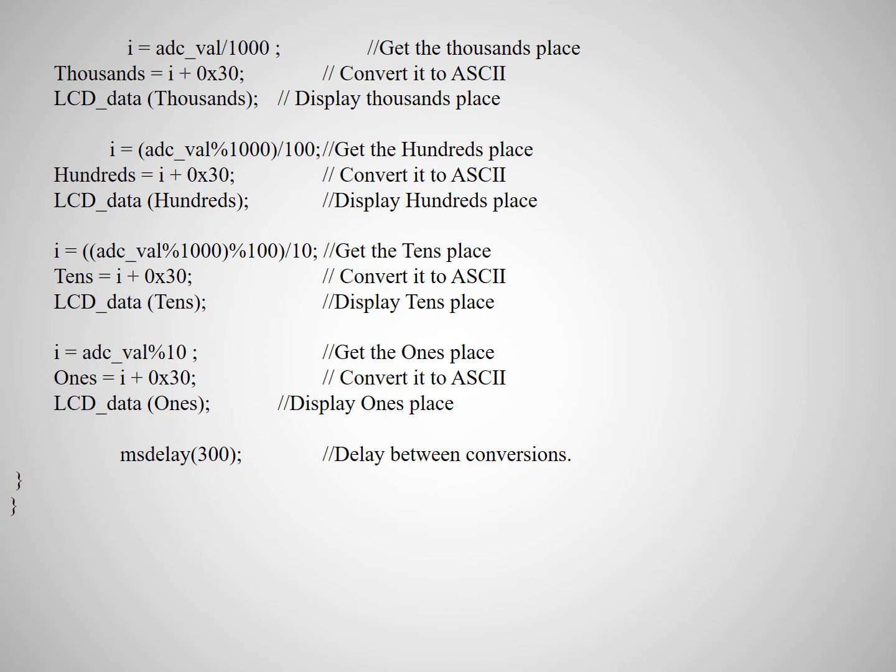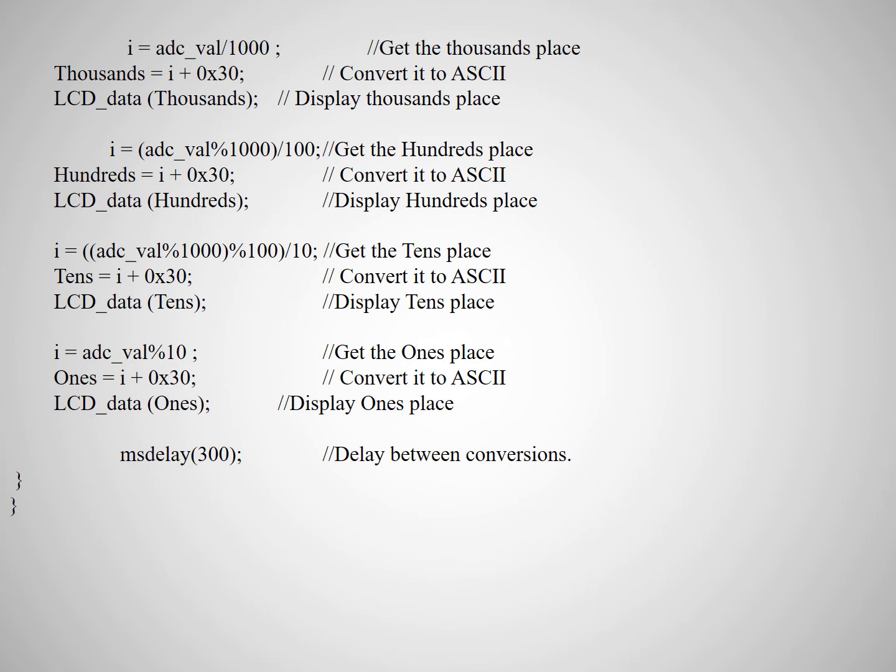This is a routine. Whatever value you get will be in hexadecimal form, so we have to convert it into an ASCII character. That's why we write I equals ADC_val divided by 1000 for the thousands place value, and for ASCII conversion you have to add 0x30 to it. Now LCD_data of I: whatever is present in I will be displayed. You don't need to write inverted commas. I only represents that whatever value is present here will be given on the LCD.